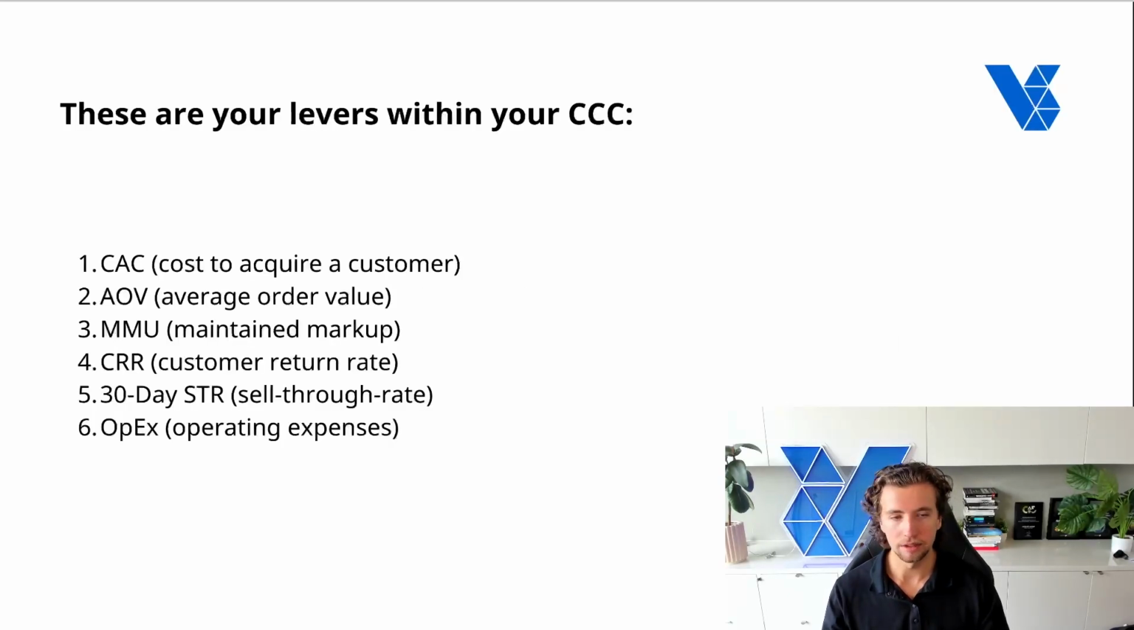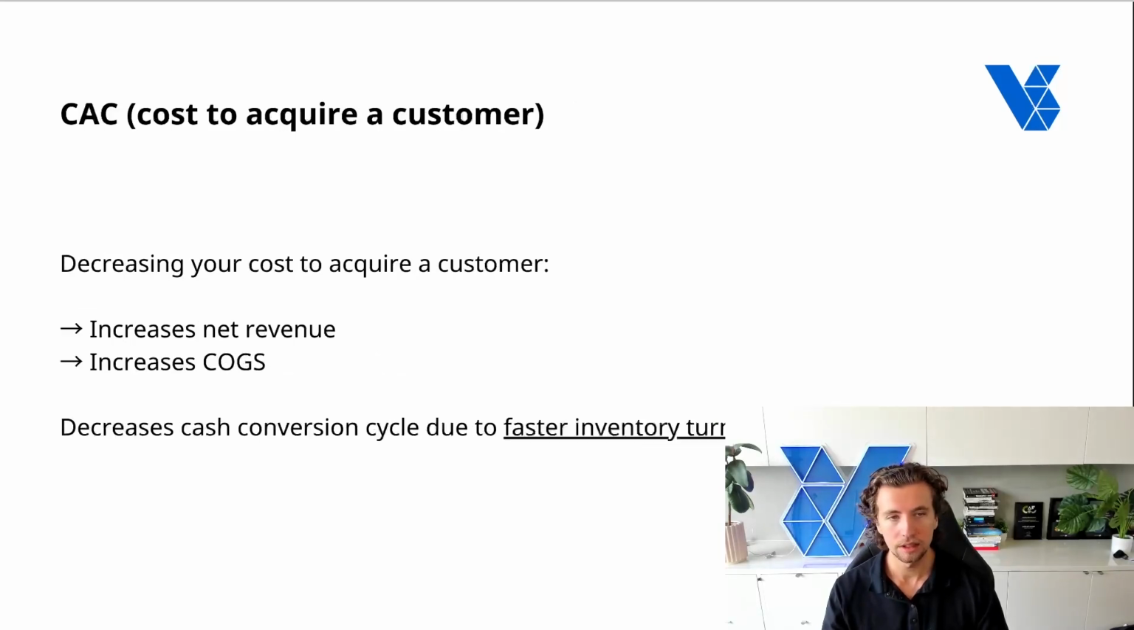These 6 levers are: number 1, CAC, the cost to acquire a customer. Number 2 is your average order value. Number 3 is your maintained markup. Number 4 is your customer return rate. Number 5 is your 30-day sell-through rate. And then number 6 is your operating expenses.